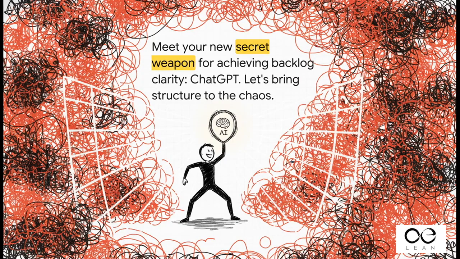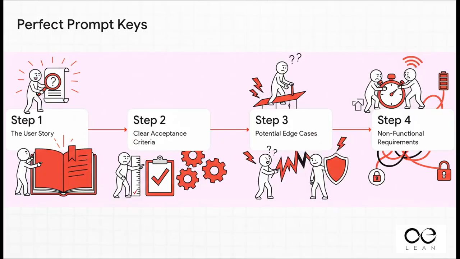And here it is. This is your new secret weapon for backlog clarity, ChatGPT. Seriously, we're not using it to write emails. We're going to use it like a precision instrument to bring order to the chaos. Now, the secret isn't just asking a question. It's all about building the perfect prompt. And that prompt has 4 key parts: a solid user story, crystal clear acceptance criteria, thinking through potential edge cases, and of course, the non-functional requirements.